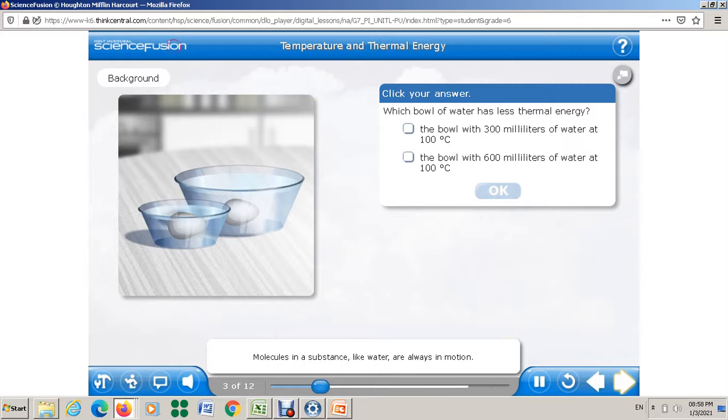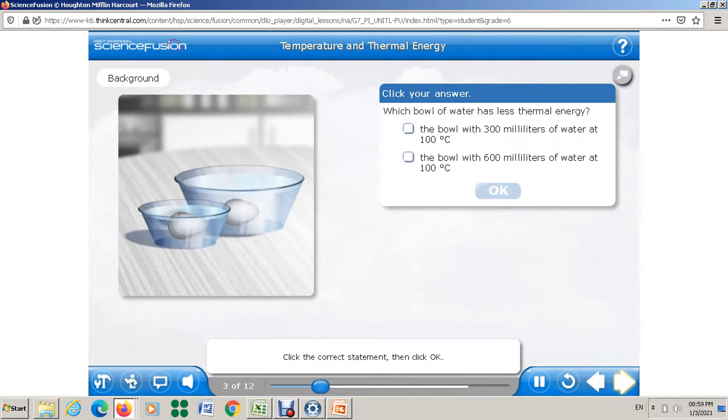Molecules in a substance, like water, are always in motion. Molecules have kinetic energy, the energy of motion. The temperature of a substance is the average kinetic energy of all the molecules in that substance. On the other hand, the thermal energy of a substance is the total kinetic energy contained in all the molecules of that substance. So, given the same temperature, the more molecules that are in motion in a substance, the more thermal energy it has. So, in the cooked egg example, which bowl of water has less thermal energy?